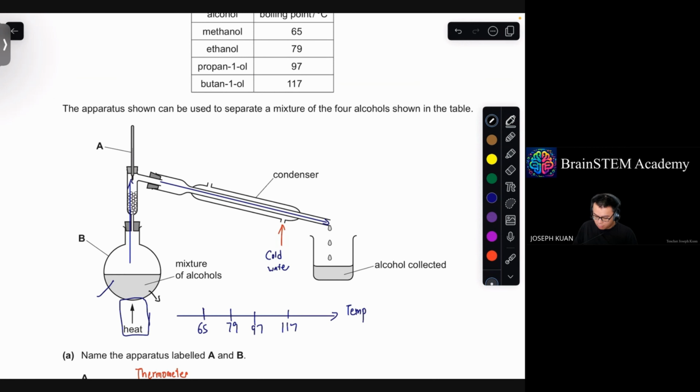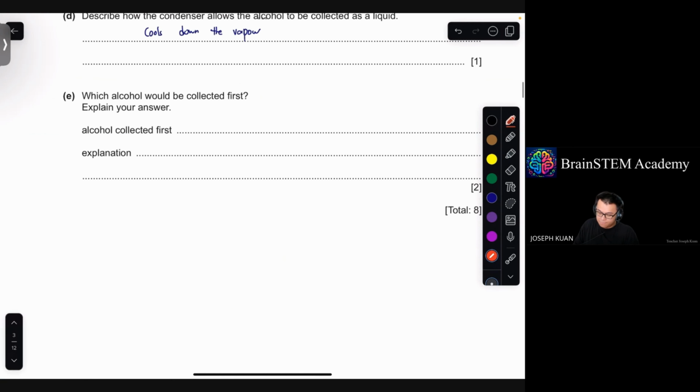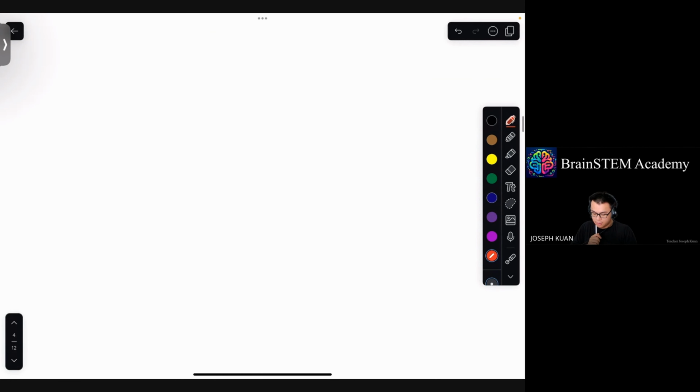So once the mixture is heated to 65 degrees Celsius, methanol will start to boil. The rest will only boil once the mixture is hot enough. So methanol will come out first, as it has the lowest boiling point. Right, moving on to the next question.